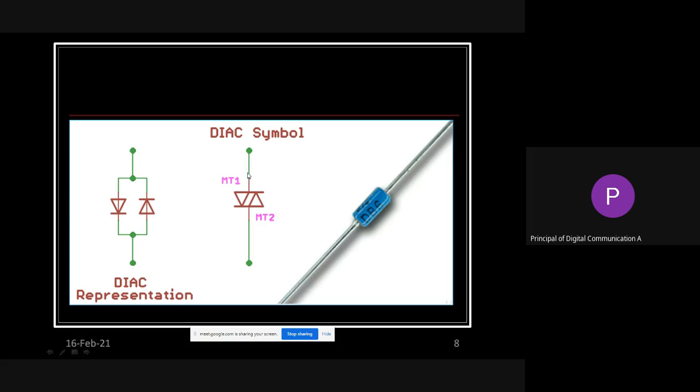Normally the terminals are termed as it is bidirectional, so we cannot bifurcate that one is anode and one is cathode. So normally they are given the names MT1, MT2. This MT stands for main terminal, that is, MT1 and MT2. So it may be positive, it may be negative at a time. That is the terminology of this particular diac. So this diac construction we are supposed to remember. Here no gate terminal is there.